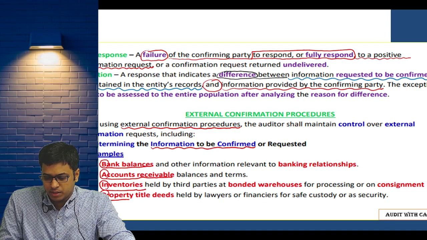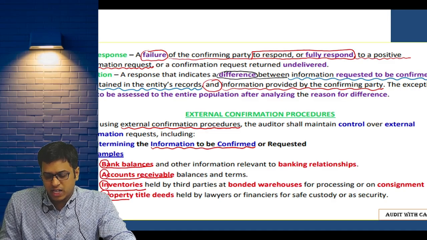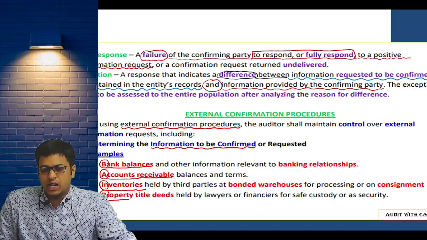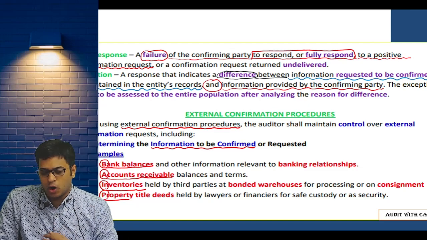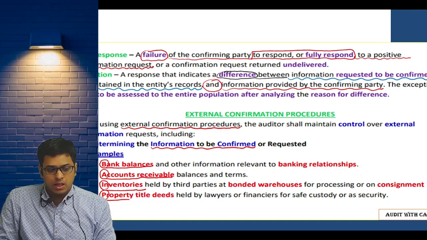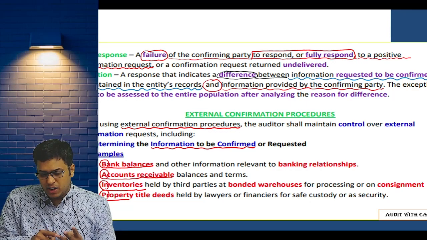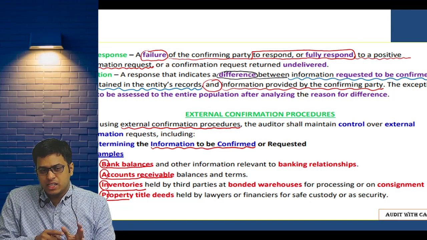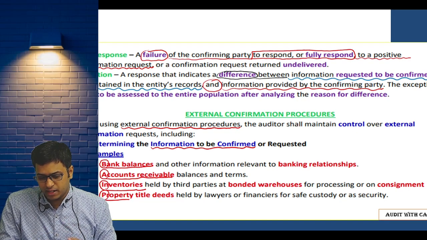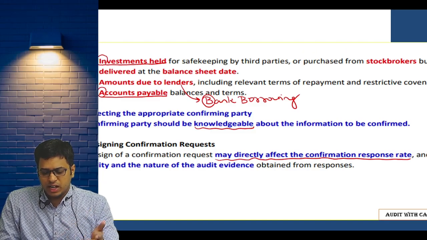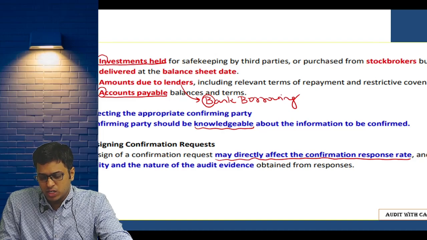Let's go further. Now after that we had done this point called external confirmation procedures. Regarding which matters the information is to be collected through external confirmation procedures, we had done a code called PINBA, if you remember. Property, investment, inventory, bank balance, bank borrowing, accounts receivable, accounts payable. This is how it will work. Okay, let's move ahead. Now after that we had done, we'll select the appropriate confirming party who is knowledgeable.